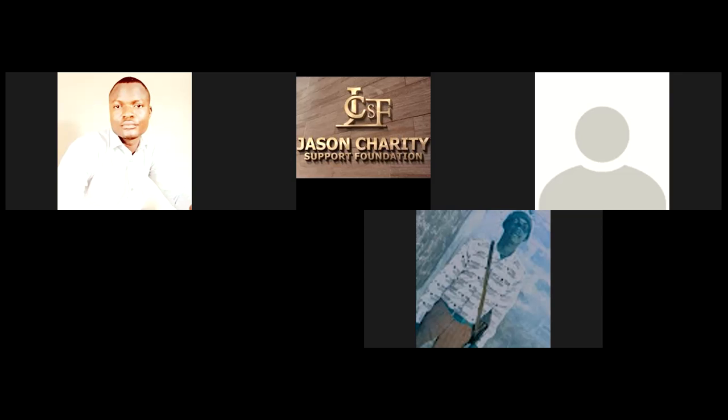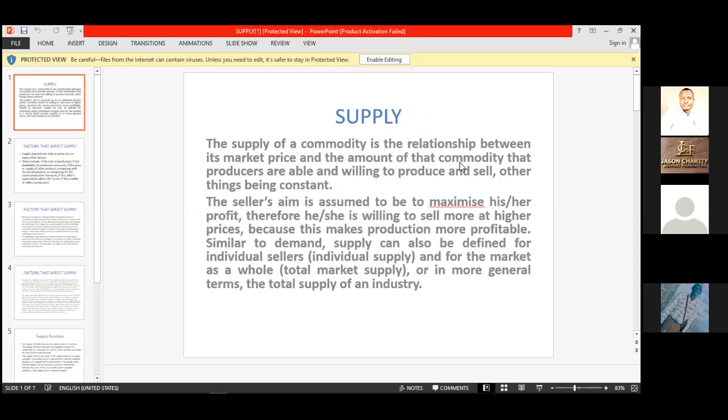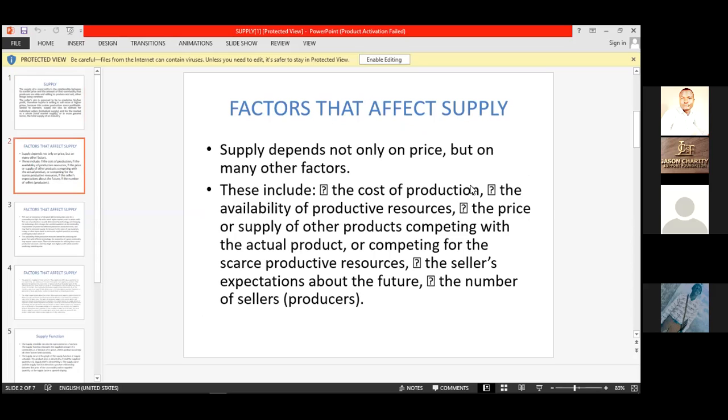Other things being equal means we assume that there are no other changes, no government policy, there is availability of markets and availability of products. We assume all those things. Then we pick one thing, just the price. At that price, how much quantity will you be willing or able to supply to the market?